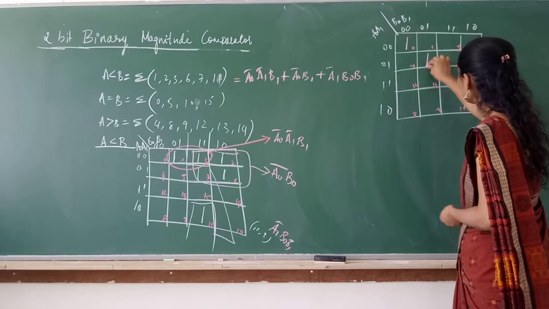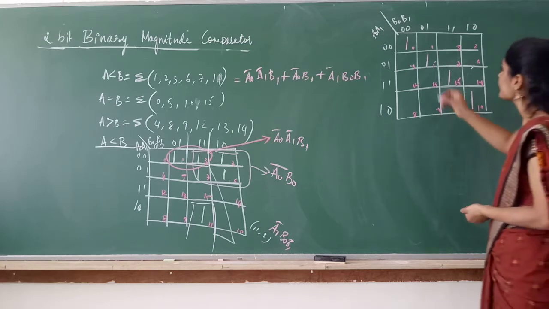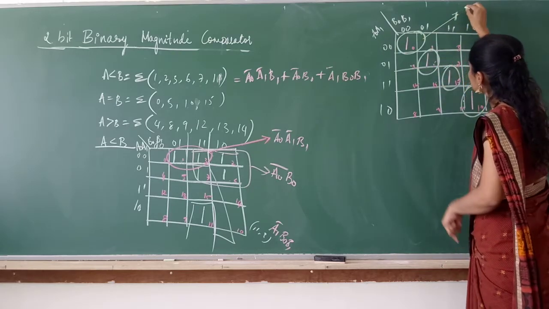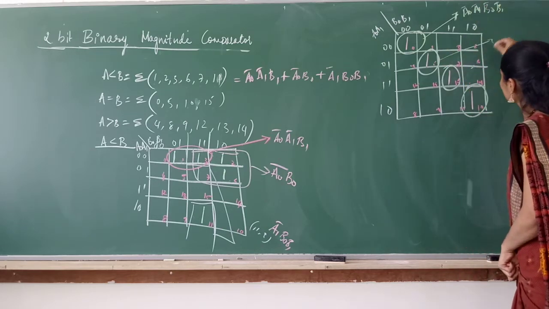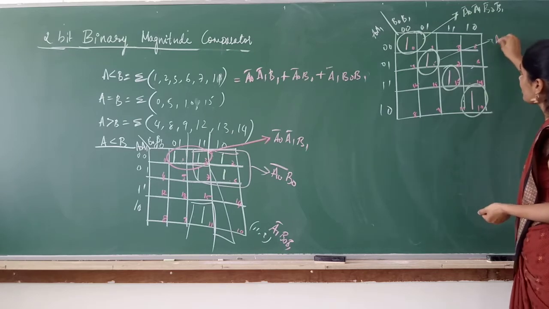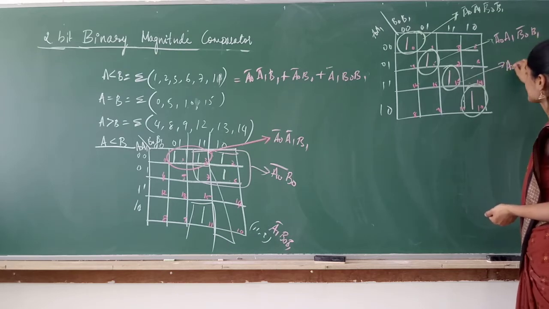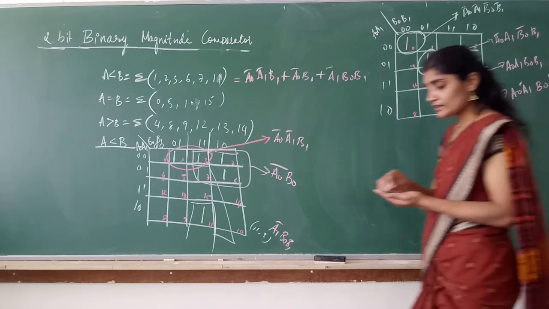If you just look at the K-map, there are no adjacent cells, correct? So we have to go for individual grouping. This cannot be simplified further. For this, what is the equation we get? A0 bar, A1 bar, B0 bar, B1 bar. For this, A0 bar, A1, B0 bar, B1, right? For this, A0, A1, B0, B1. And for this, A0, A1 bar, B0, B1 bar. Correct? So let me write the final equation here.